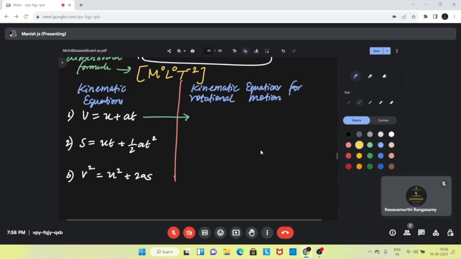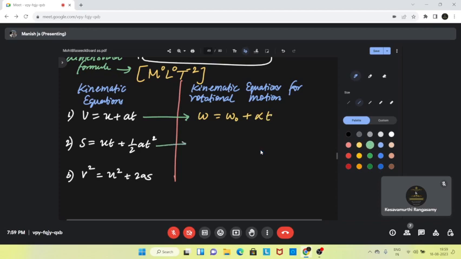Here, instead of v, we will use the term omega, because the angular velocity is involved. Whenever an object is rotating, it is rotating with respect to an angle and there is angular displacement. Therefore, we replace the linear velocity v with the equivalent angular velocity omega. Wherever v is there, we put omega. So omega is equal to the initial velocity, omega naught, plus, what about angular acceleration? The symbol was alpha, right? So it is alpha into t. This is the first equation.